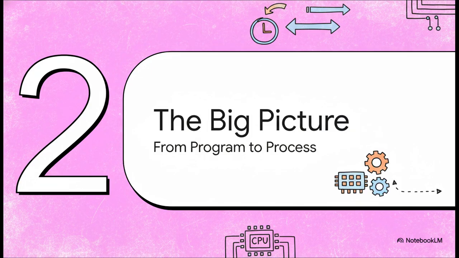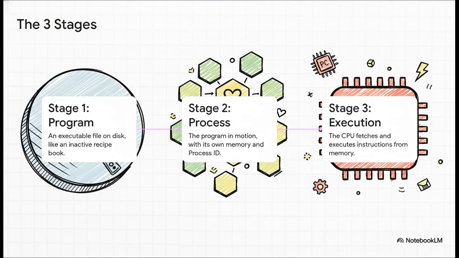Okay, so let's zoom out and look at the whole journey. We can boil it all down to three main stages that every single program goes through every time you double-click that icon. So first up, you've got the program, just sitting on your hard drive. It's totally inactive. Think of it like a recipe book on a shelf, full of instructions but not actually doing anything. Then you launch it, and bam, it becomes a process.